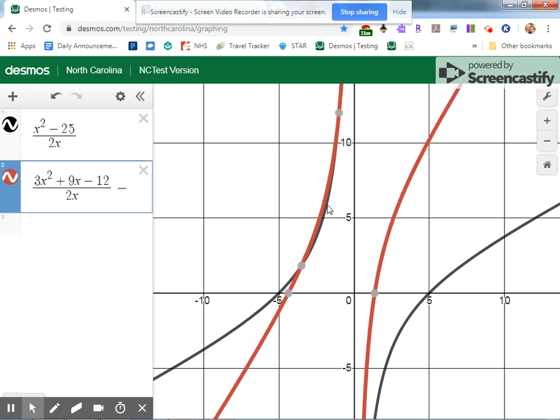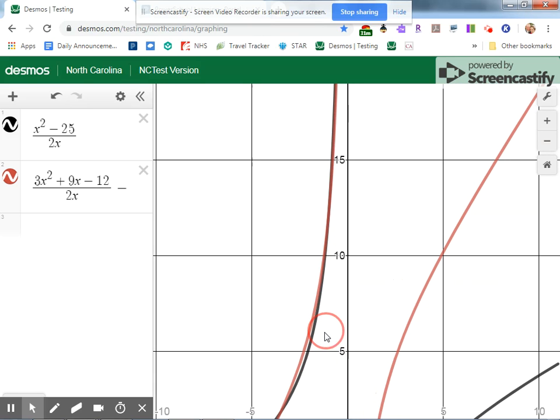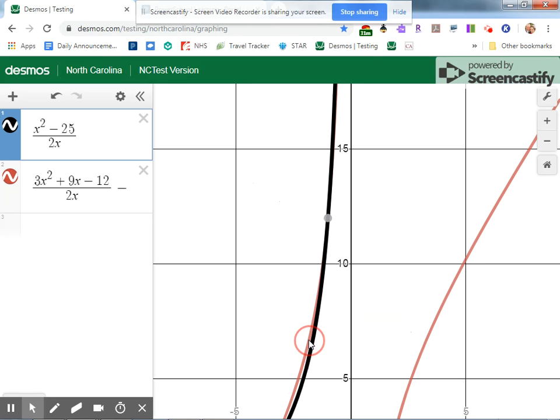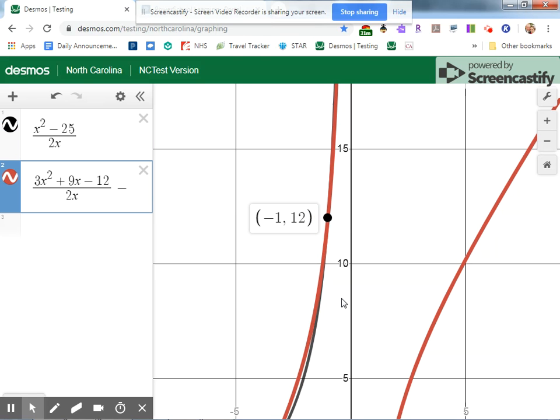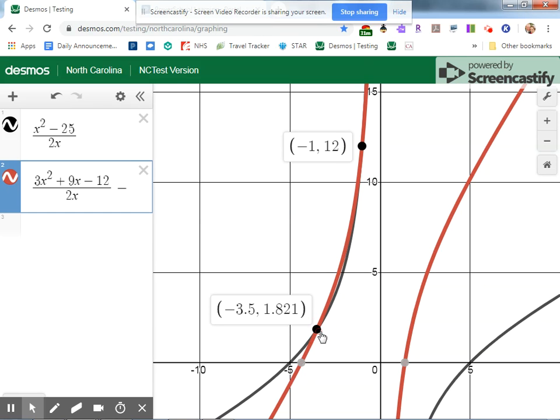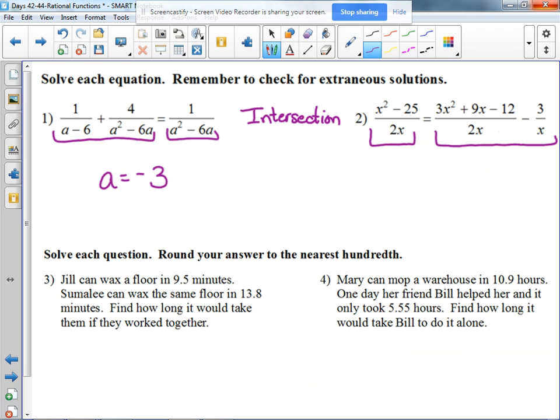It looks like I've got possibilities over here. I already noticed that one at -3.5. Again, this one's another x-intercept, so that doesn't apply. And it looks like they also intersect right here. Those two graphs cross at -1. They cross at -1, and they cross at -3.5. It is possible to have more than one answer.